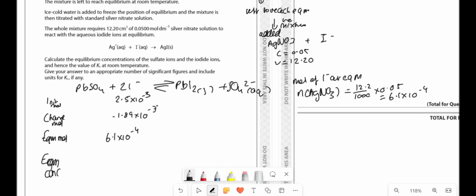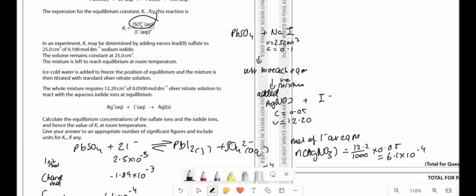So then that must mean that two I minuses eventually make one of these. So it takes 2 to eventually make one of those when it reacts with this. So that means the change in moles of this has gone up by half of this, which means it's gone up by 9.45 times 10 to the minus 4. Remember that we only want the SO42 minus, so I don't really care about the PbI2. We want the SO42 minus and the I minus. In this case, we only work with the concentrations at equilibrium.